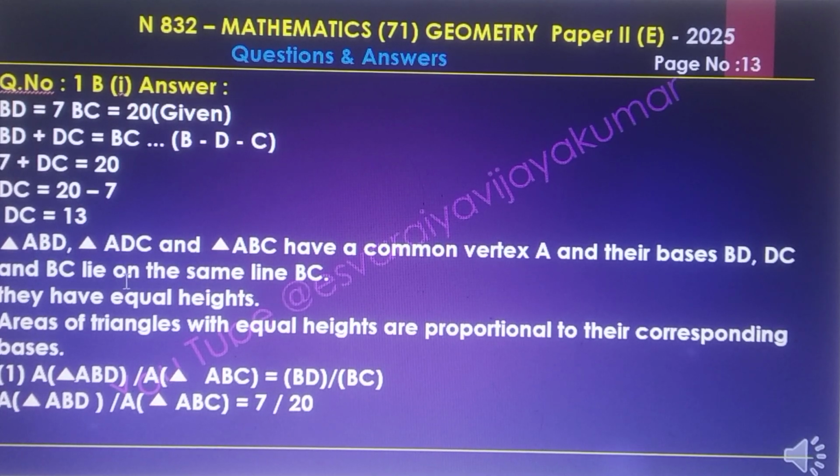Triangle ABD and triangle ADC and triangle ABC have a common vertex A, the bases are BD and DC, and have equal heights. Areas of triangles with equal heights are proportional to their corresponding bases. A of triangle ADB upon A of triangle ABC equal to BD by BC, we are getting 7 upon 20. That is the final answer.